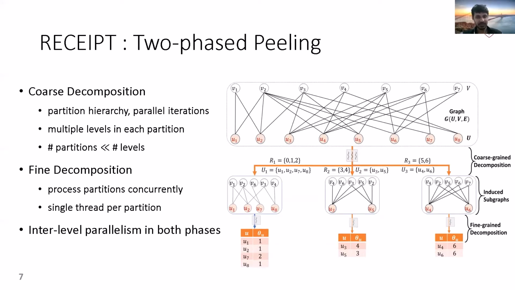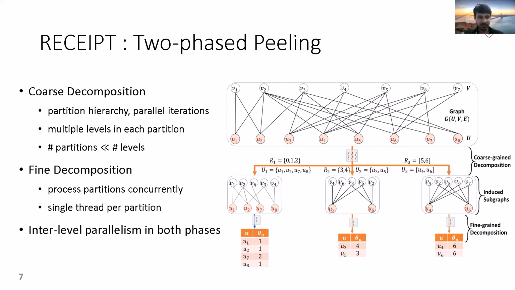So for details, I would refer the audience to our paper. The key idea here is that instead of one-shot construction of all levels in the hierarchy, we first divide the hierarchy into few partitions, each partition consisting of multiple levels. And in the second phase, we process these partitions to construct individual levels within them. In other words, instead of computing the tip numbers directly, we first compute upper and lower bounds on the tip numbers of vertices, and then we refine these bounds to compute the individual tip numbers.